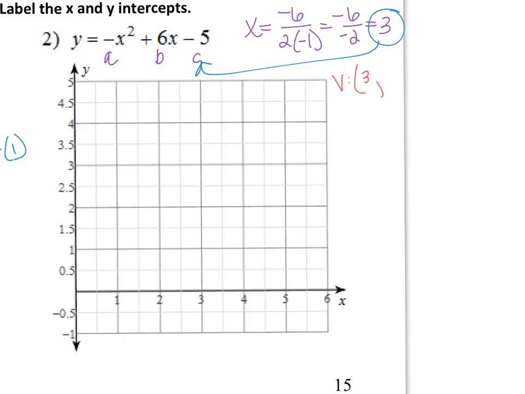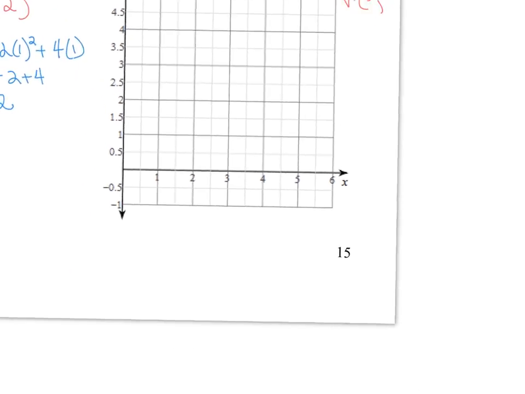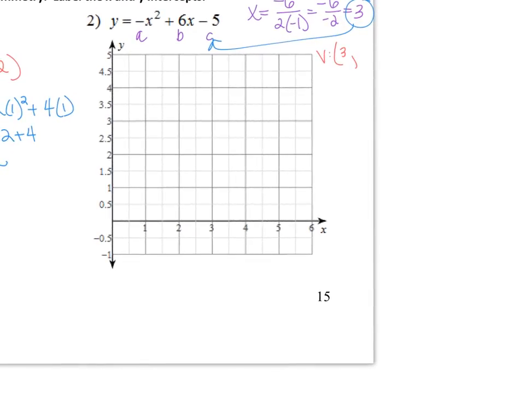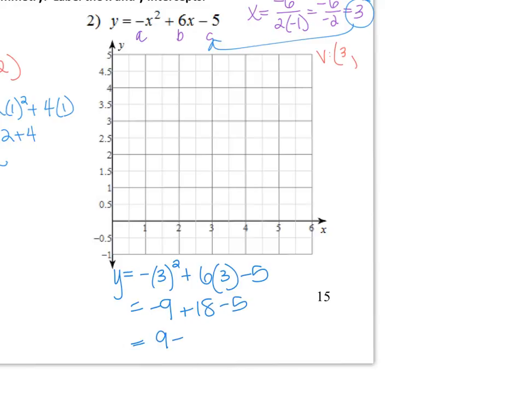So when I plug 3 into my equation, I'm going to get y equals negative 3 squared plus 6 times 3 minus 5, which then you'll get negative 9 plus 18 minus 5, and you get 9 minus 5, which equals 4. So that is your y value. So your vertex is at 3, 4.